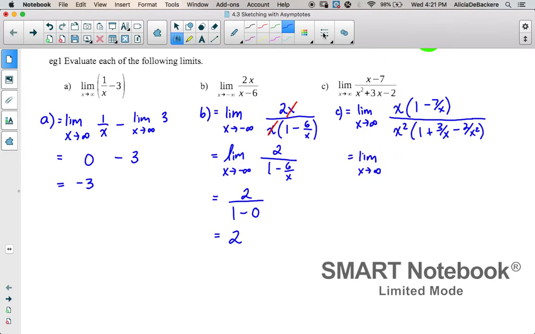Not quite ready to take the limit yet. I'm going to cancel out. I've got an x over an x here. So what this gives me is 1 over x, and then there's also these brackets involved.